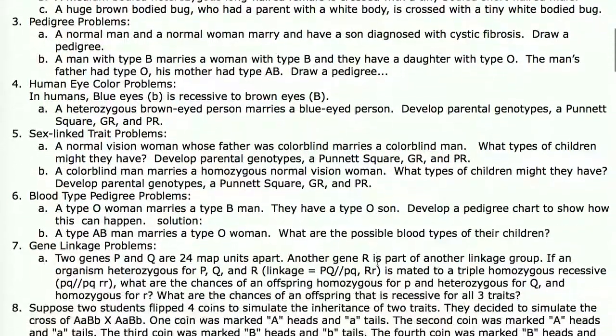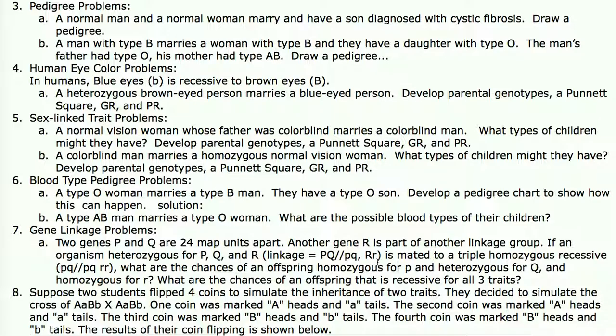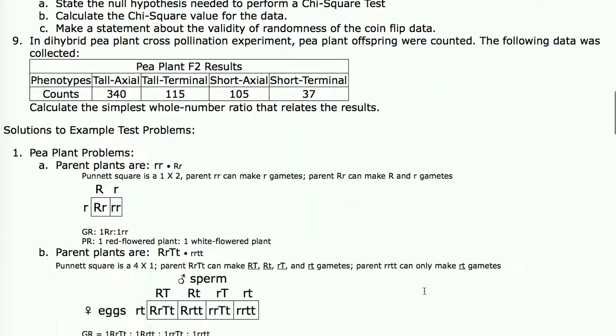Now we go to some pedigree problems. A normal man and a normal woman marry and have a son with CF. Draw a pedigree.